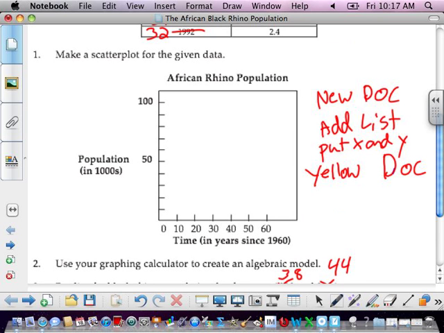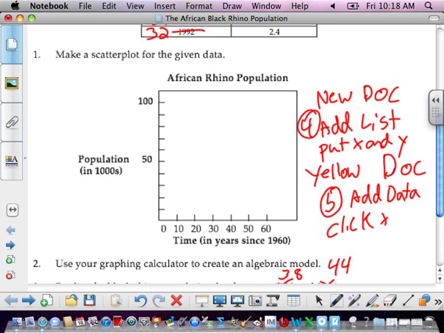And then, if you hit 4, you get the same thing. You're going to hit 5, your Add Data page. Okay? You have to click where it tells you to click to put X and Y. It'll give you little instructions on the screen. Okay, and then you have your pretty dots all up there.